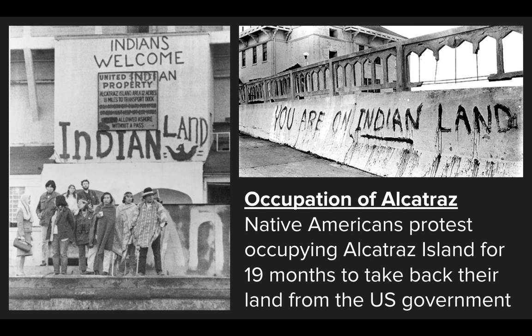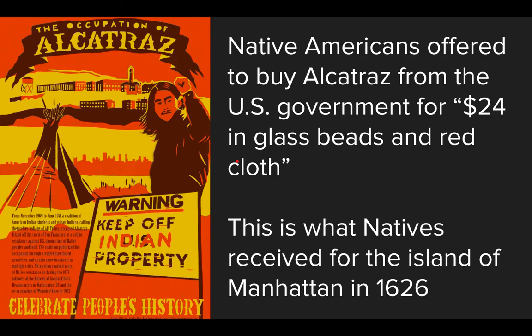It was empty at the time, but they were able to sail there, set up camp, have food lifted in, and take a stand. So you can see from the images here and all the graffiti, right, what they're talking about, what they're looking to get back, just showing, hey, you are on Indian land. This is not United States territory. It wasn't supposed to be. And you can see this sign graffitied as well.